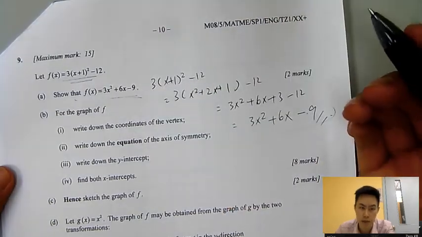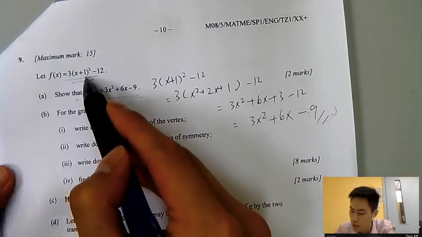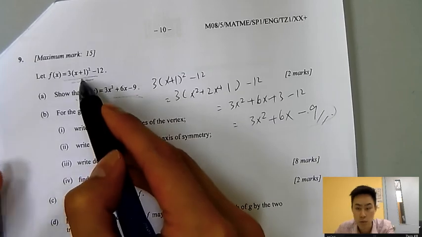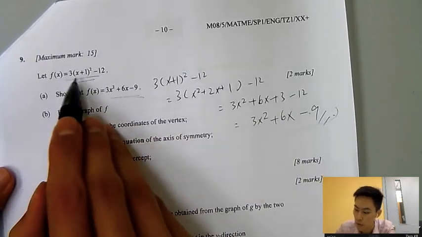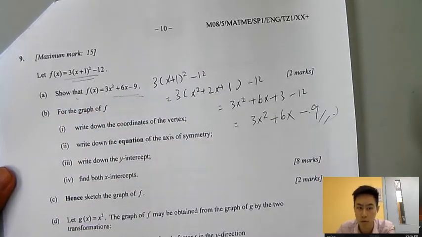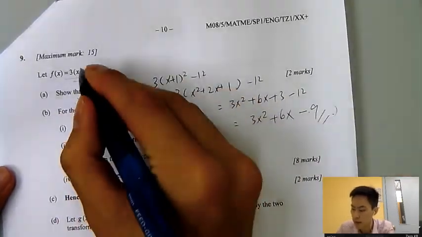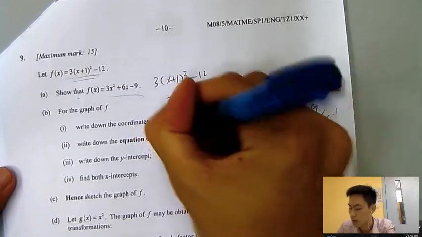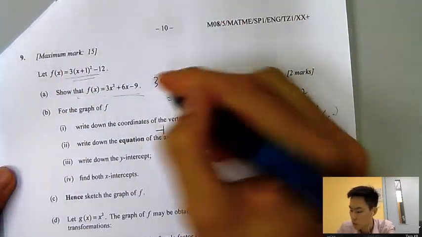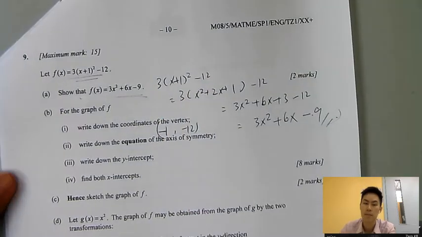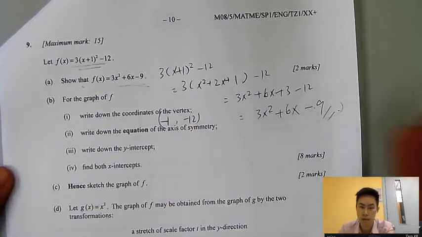So how do you find a vertex? Here is plus 1. As I mentioned in the completing square notes, you have to think of the x value. If you sub in what value will make the whole bracket equal 0? Minus 1, right? So x is equal to minus 1. And then when you sub in minus 1, 0 times anything will be 0. So then you have minus 12 left. So the vertex is minus 1, minus 12, that's the answer.